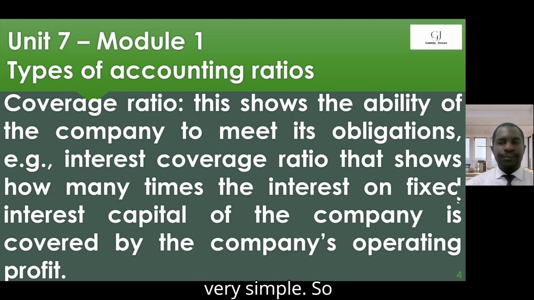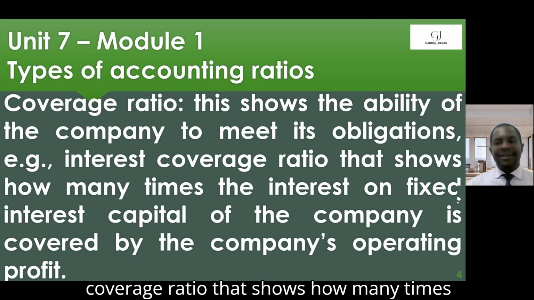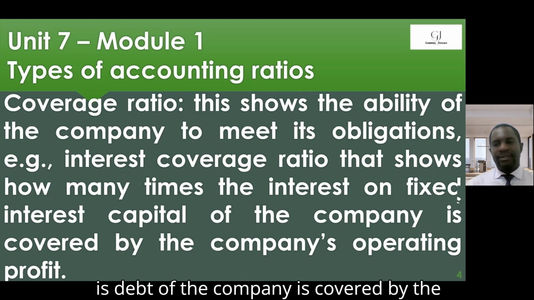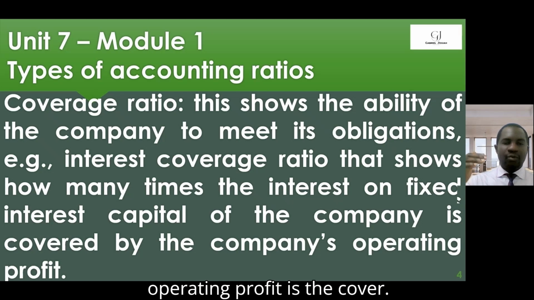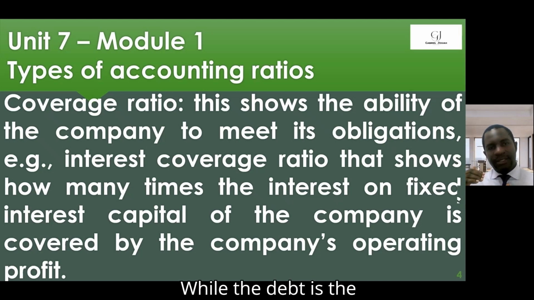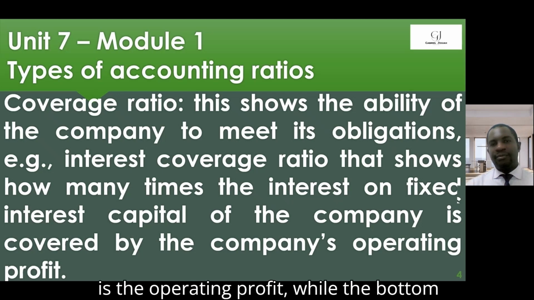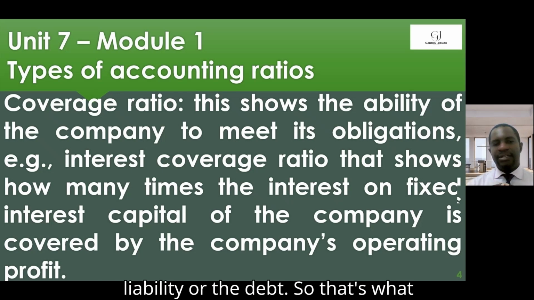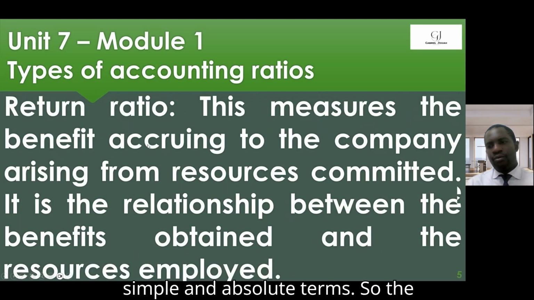It's very simple. For example, we have the interest coverage ratio that shows how many times interest on fixed capital, which is the debt of the company, is covered by the company's operating profit. So the operating profit is the cover while the debt is the bottom. On top is the operating profit while at the bottom we're trying to offset the liability or the debt. So that's what a coverage ratio is in very simple and absolute terms.